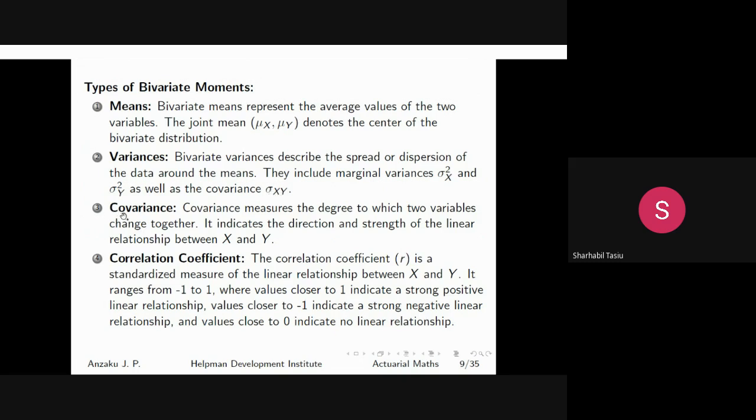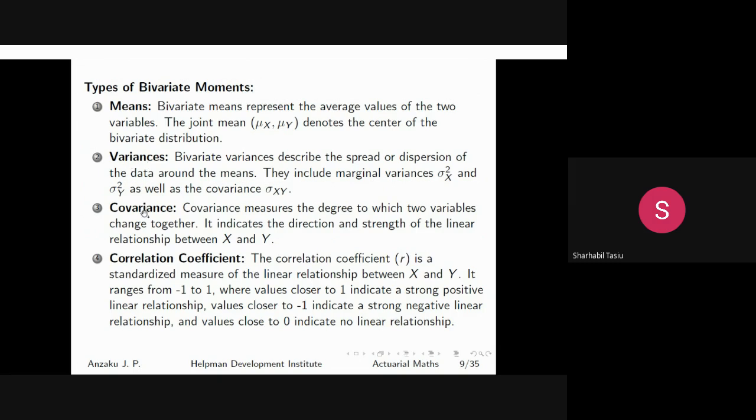The covariance measures the degree to which two variables change together. It indicates the direction and strength of the linear relationship between x and y. Then there is the correlation coefficient, but we are actually talking about the moments. We have the first moment, the mean. We have the second moment, the variance.